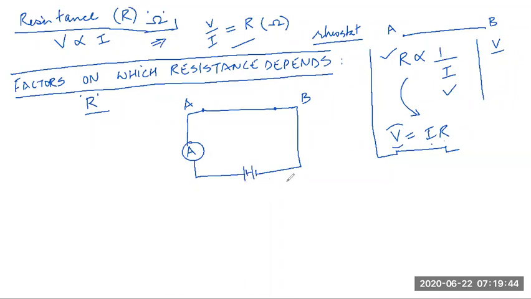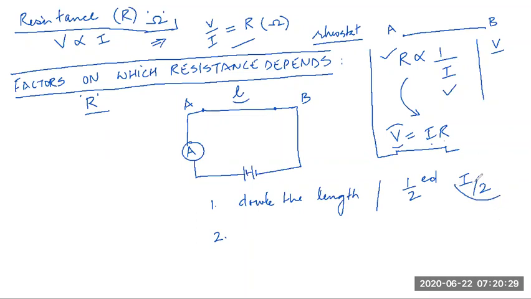Now, what we do, let's say the original length of the conductor was L. Original length was L. Now, we double the length, and then you see the ammeter reading when you double the length. Interestingly, the ammeter reading is halved. That means whatever was the value of the current when the length was L, the value got decreased to I by 2. The initial value of the current I is halved when the length is doubled.